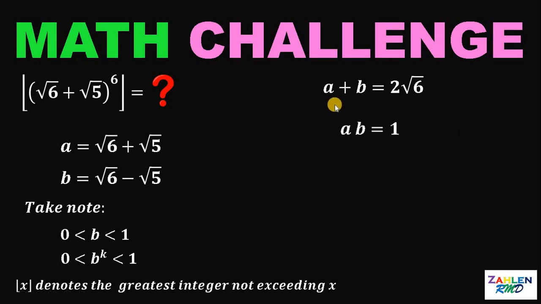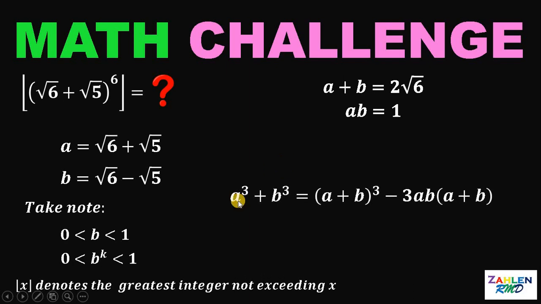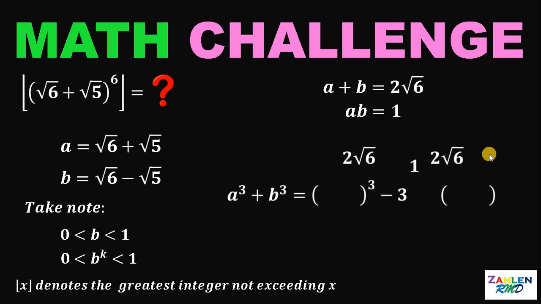We have the value of a plus b, and we also have the value for a times b. And take note that we want the value of a raised to 6. Now, to achieve that, we will use this identity. We have a cubed plus b cubed. It is equivalent to a plus b raised to 3 minus 3 times ab times a plus b. Now notice that we have a value for a plus b and a times b. So let's substitute those values.